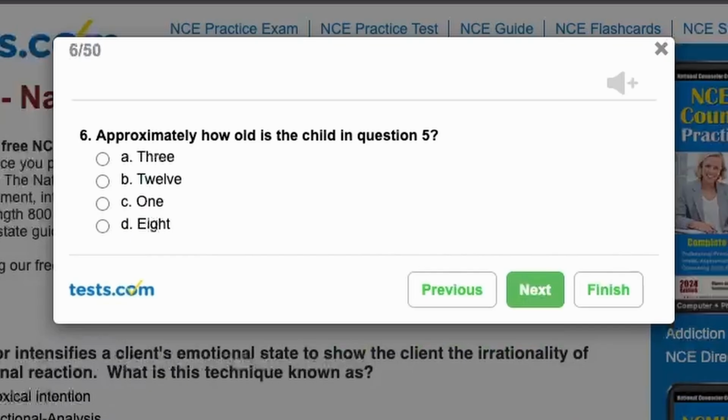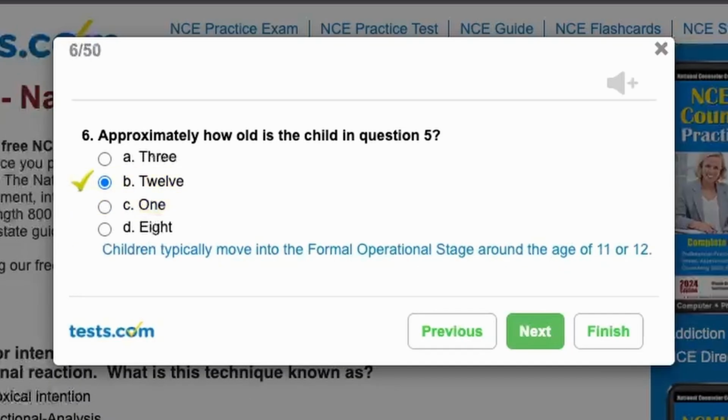Approximately how old is the child in question 5? A. 3. B. 12. C. 1. Or D. 8. B. Children typically move into the formal operational stage around the age of 11 or 12.